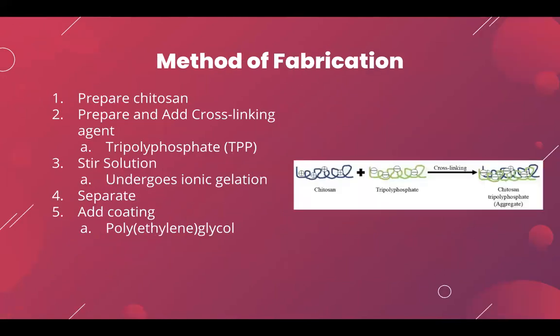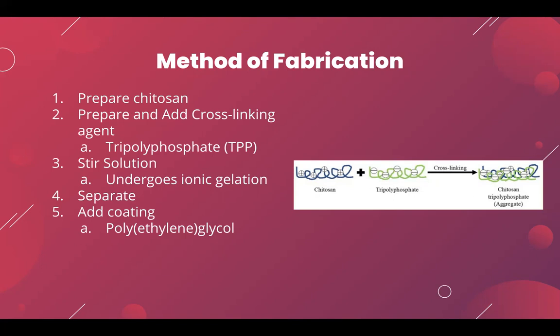So the method of fabrication of Kydzen is first to prepare Kydzen, then you would prepare and add the cross-linking agent, which in this case is tripolyphosphate or TPP. You would stir the solution so that it undergoes ionic gelation. And in this picture, you can see the positively charged Kydzen and the negatively charged TPP are cross-linked together to create an aggregate.